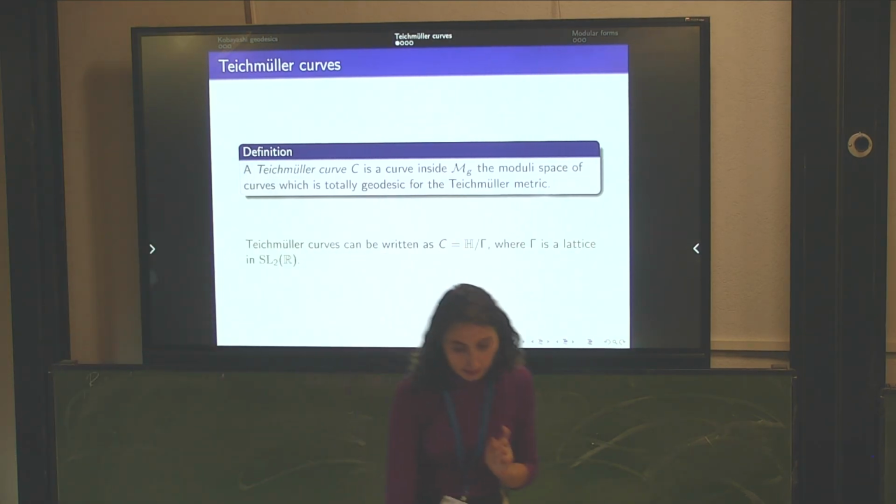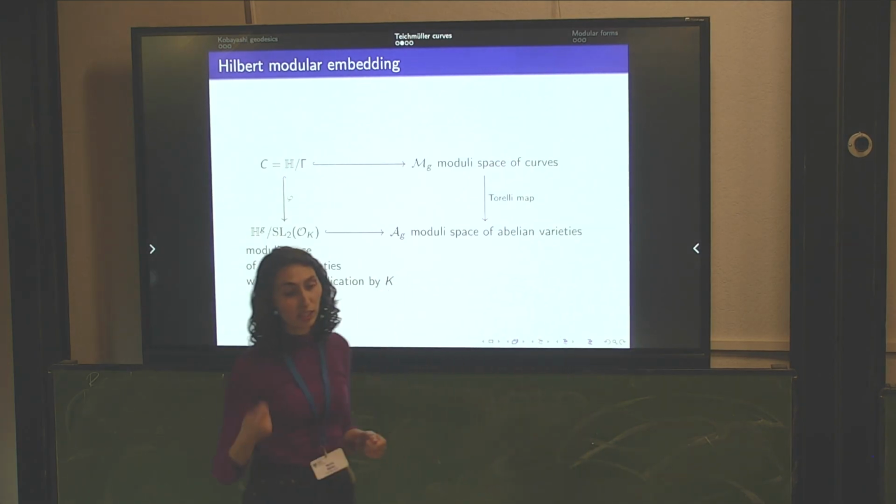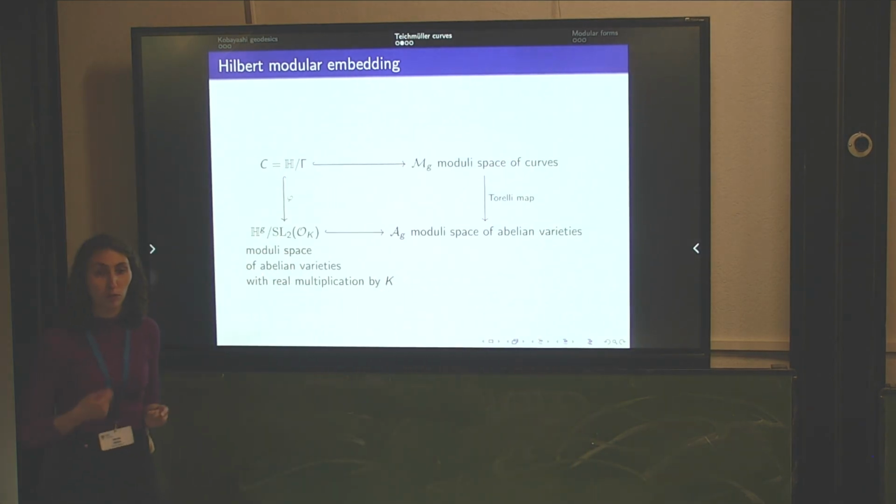So there's a little obstruction, namely by the definition I just said that Teichmüller curves, first of all, lie in a moduli space of curves. And we want to say something about AG, but this can be solved very quickly by just considering the Torelli map, which maps everything to AG. And then we want to consider the locus of real multiplication inside.